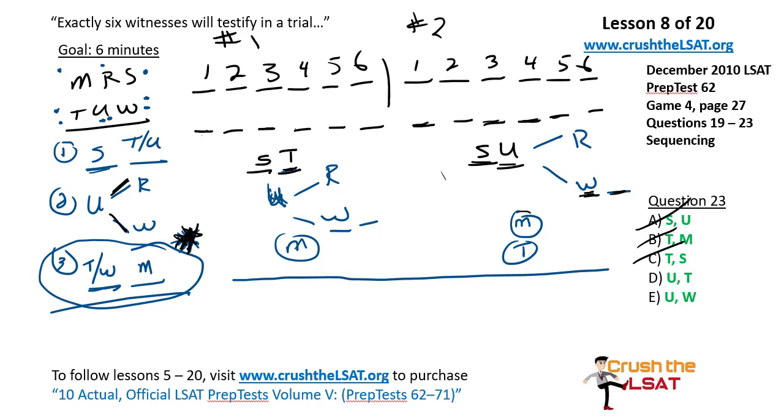And then how about D? UT clearly cannot work in either scenario. First scenario, we have S and T. Second scenario, we have S and U. D, definitely our correct answer.